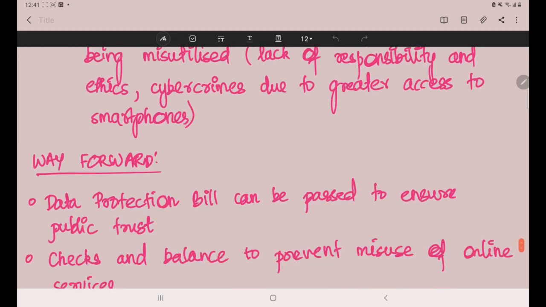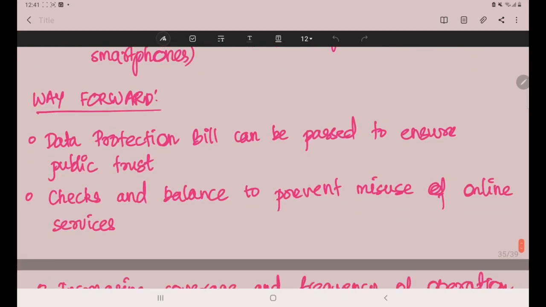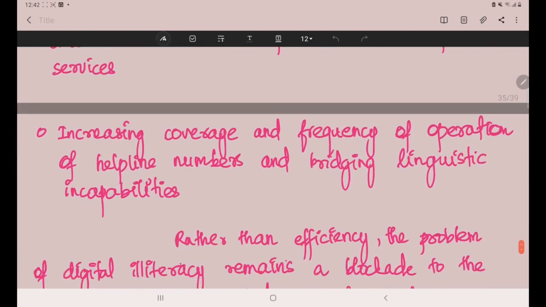Okay, then next is what can be done. The data protection bill can be passed so that we can ensure public trust. Then a checks and balance system should be there so that we can prevent the misuse of online education. An example would be that we can give counseling sessions to students about the importance of education and the vulnerability to cyber crimes. Okay, then next is increasing the coverage and frequency of operation of helpline numbers.